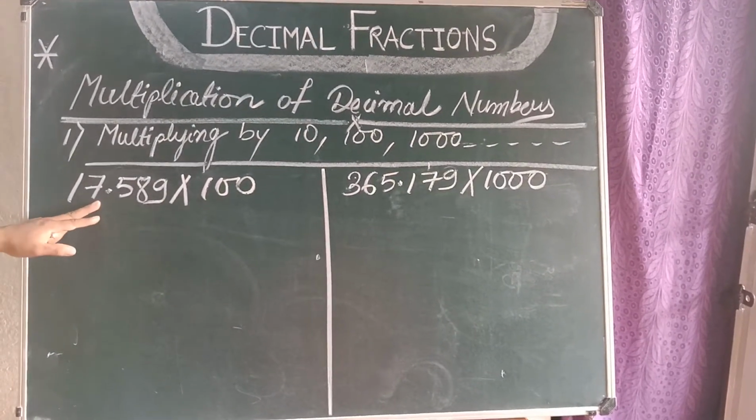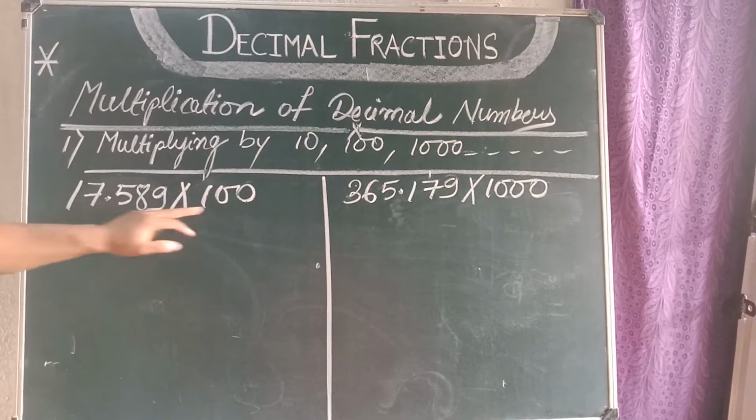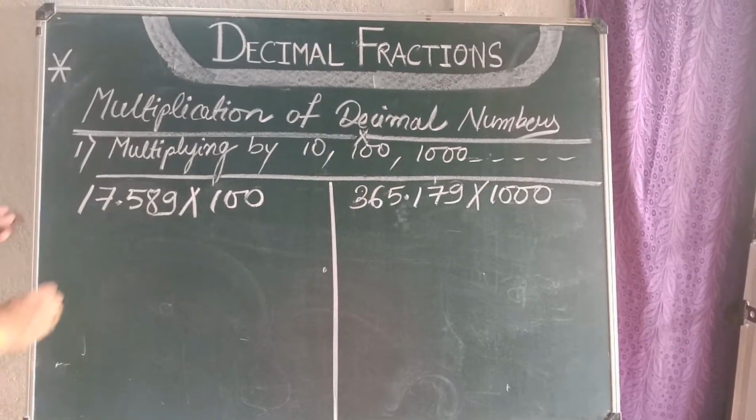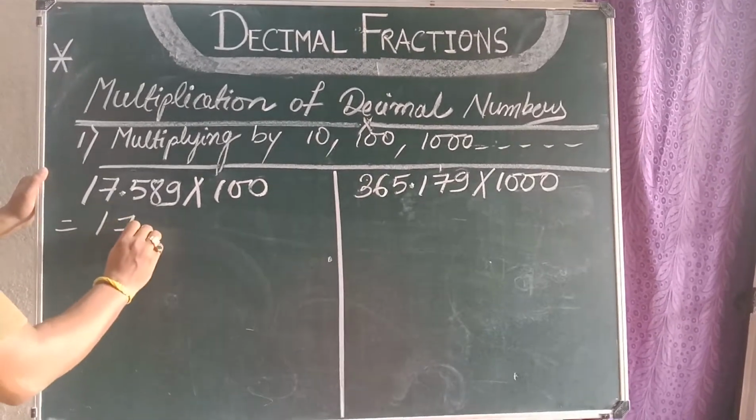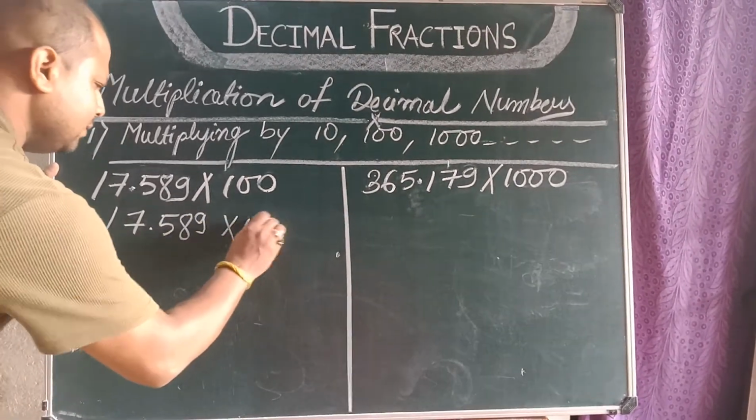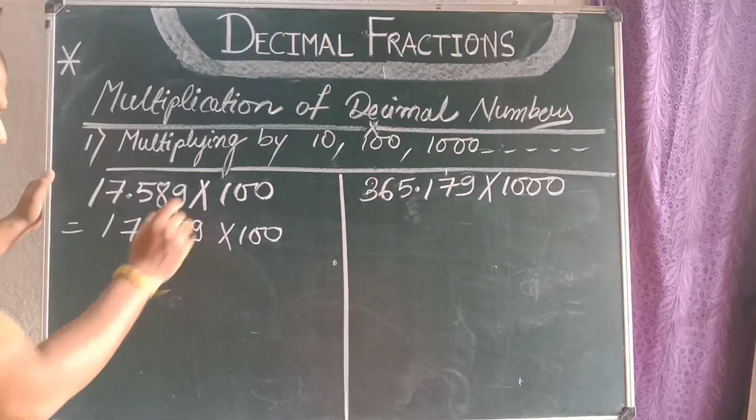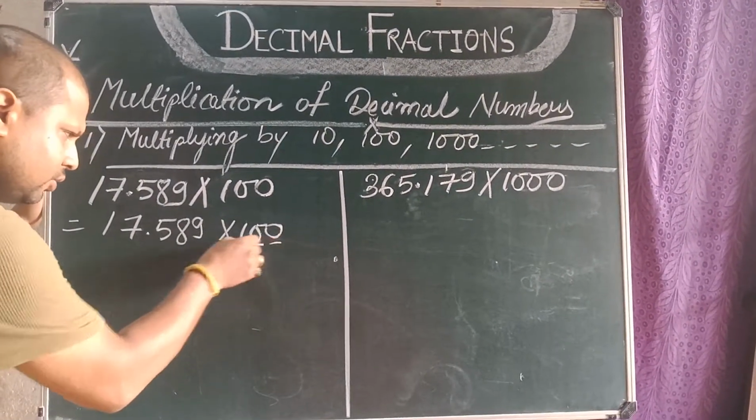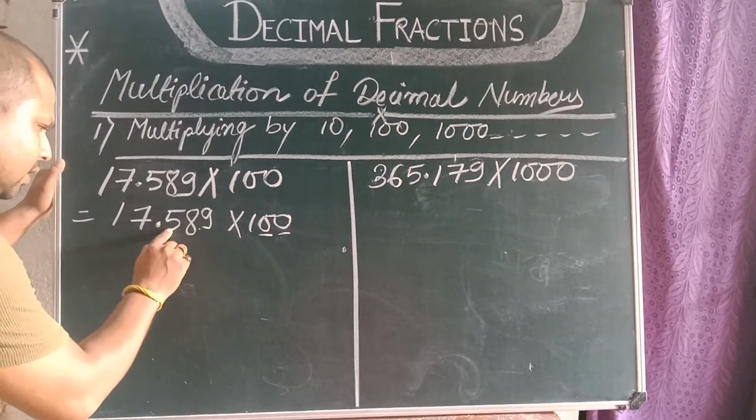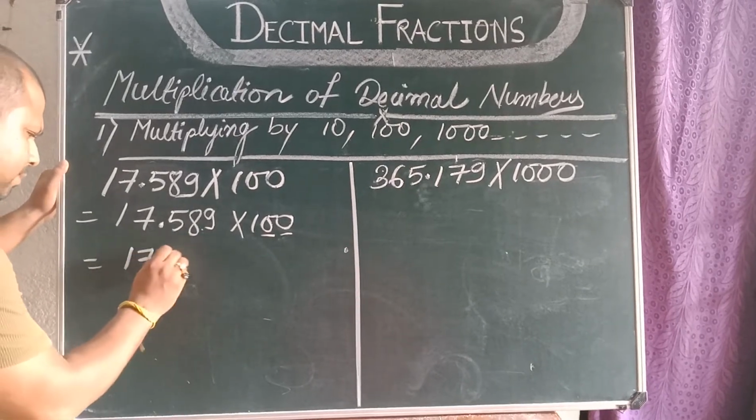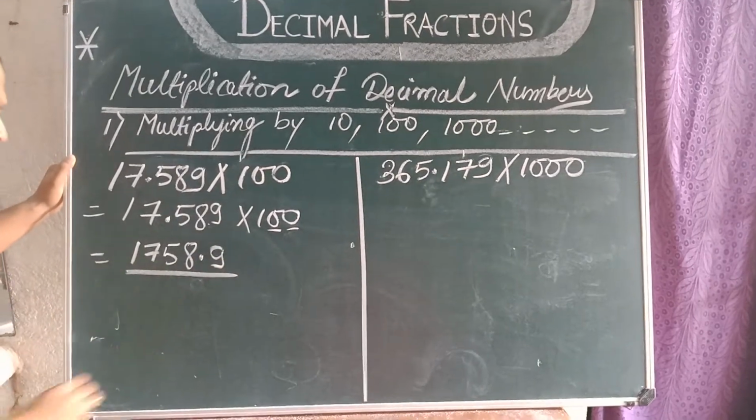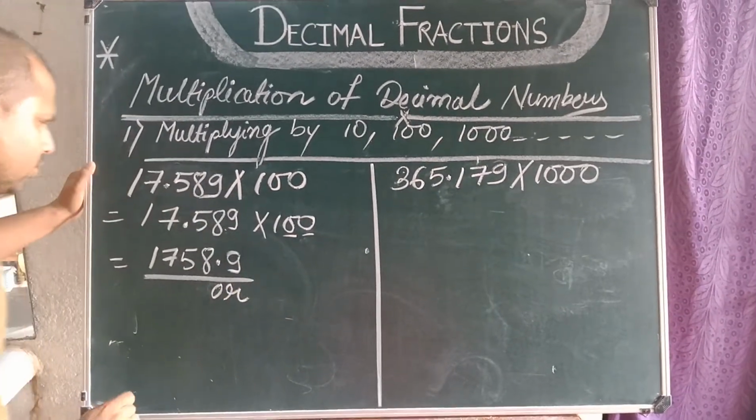Next examples in which we are going to multiply the given decimals with 100 and 1000. First, we'll go for 100. The method is same, students, like 17.589 into 100. How many digits do we have to shift? There are 2 zeros, so this decimal has to be shifted 2 places, 1, 2. So the final answer will be 1758.9.